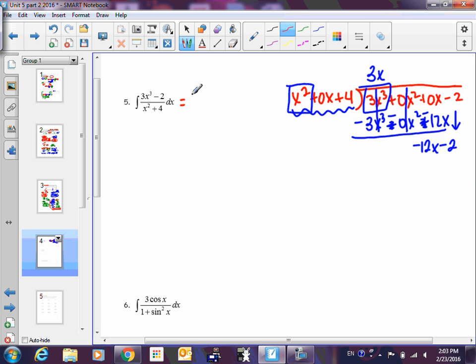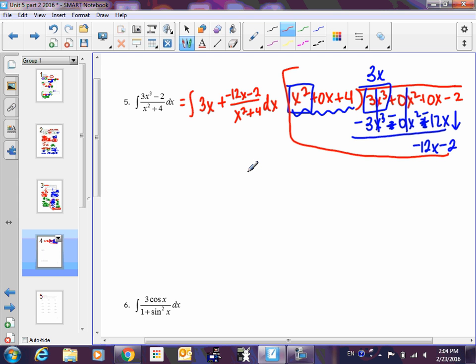This whole integral then, because that's really the first step, we're not done yet. This whole thing turns into 3x plus your remainder over what you were dividing by. You could simplify that to minus 1. Well, I'm going to do something else instead of that. She asked if I could pull that negative out, and I can.